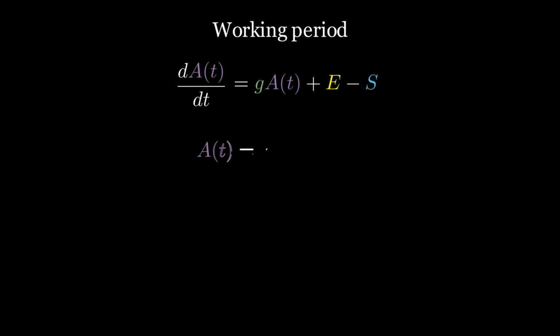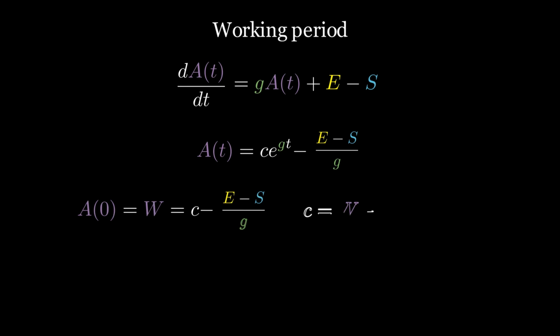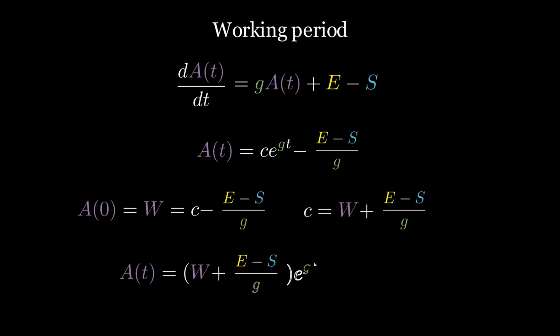From this, we can set up a differential equation for the value of his investment account in the working period. This is also known as the accumulation period, so let's use a function a of t at time t. Solving this linear ordinary differential equation, we get the general solution here for some constant c. But we know Charlie's starting wealth is W, which we can plug in to calculate the value of c and give us the particular solution to the equation.